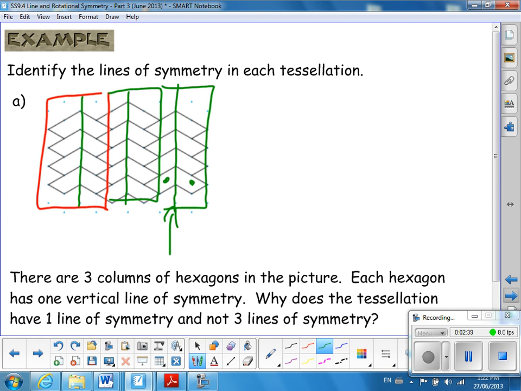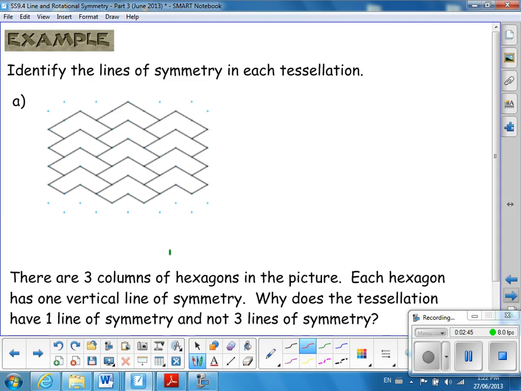Now, why is there only one line of symmetry in this whole tessellation? Because if I folded it here, this side has 2 shapes. It would have to go out to here to be a tessellation. Okay, so the only line of symmetry here would be right in the middle. If I folded this piece directly in the middle, this corner would touch this corner, this corner, etc.